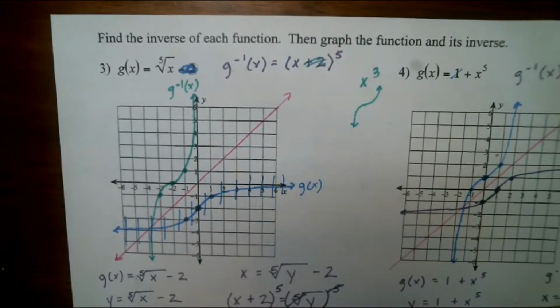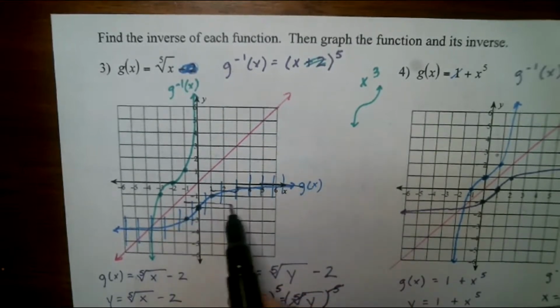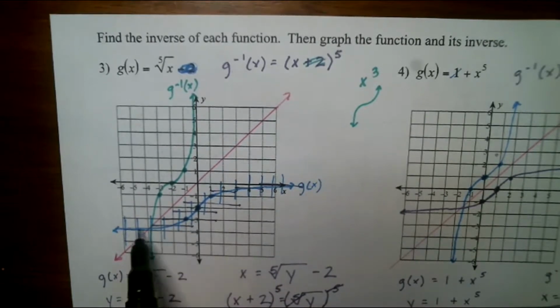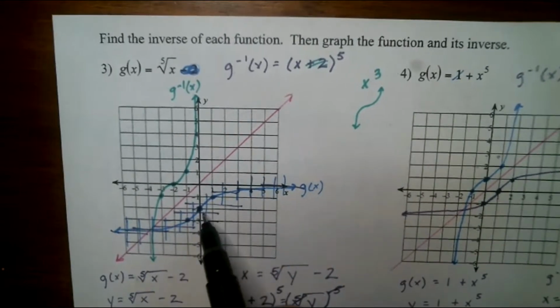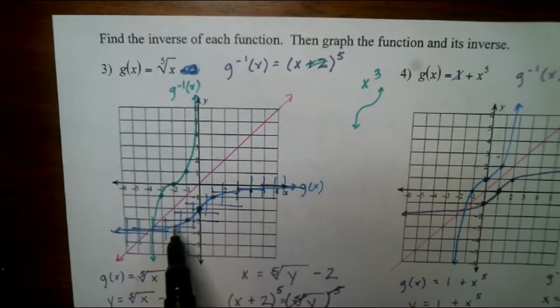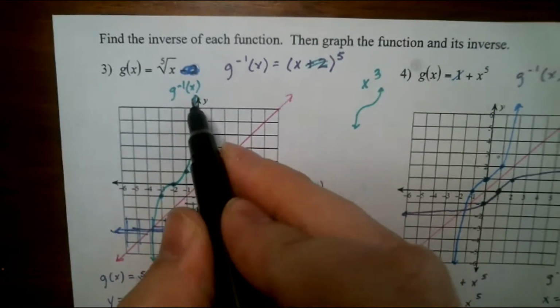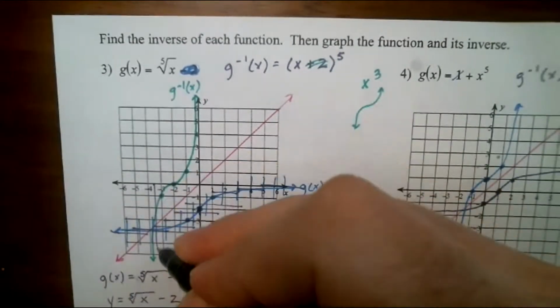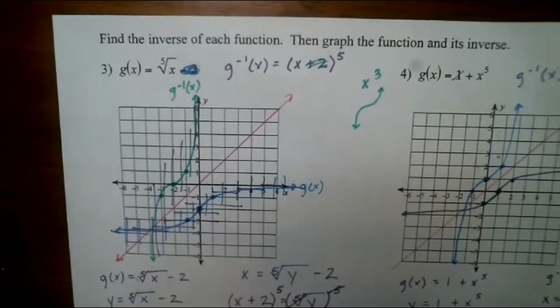Then my question is this. Does this line pass the horizontal line test? Yes, it does. So that tells me since this passes the vertical line test, it's a function. And since it passes the horizontal line test, that means that this inverse is a what? It is a function.